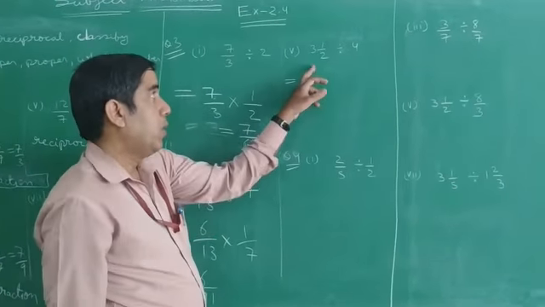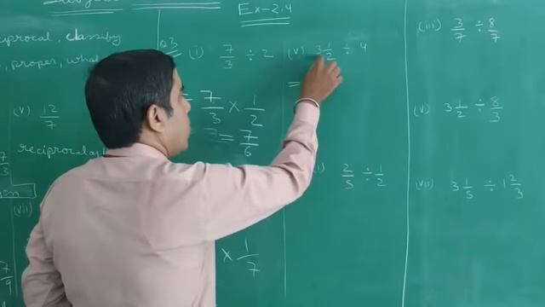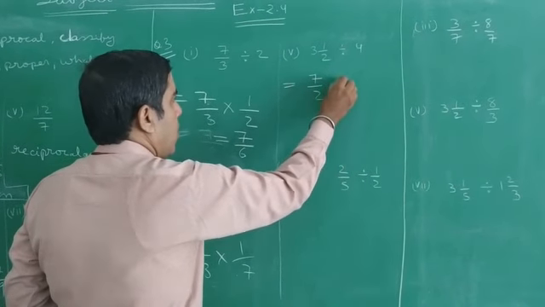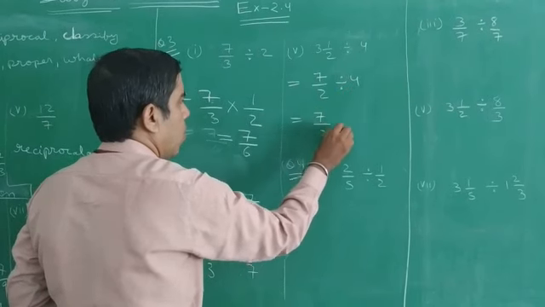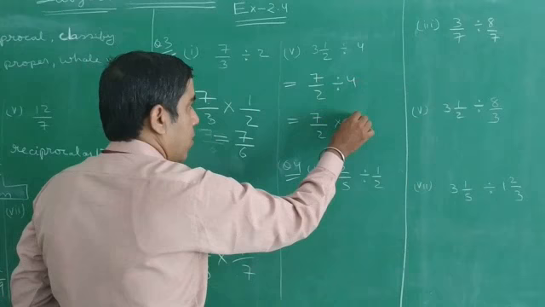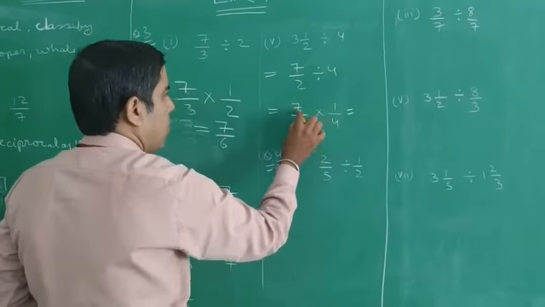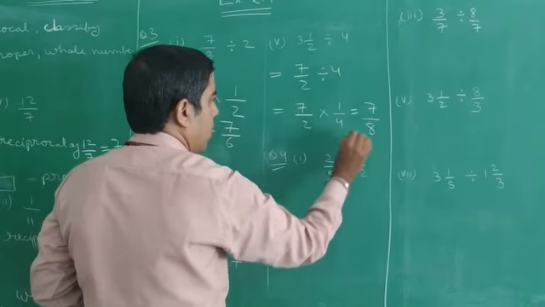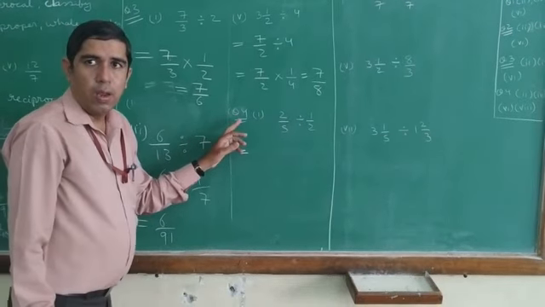Next, fifth part, 3. So I convert this into a fraction. You can see 3 times 2 is 6, 6 plus 1, 7. So 7 by 2 divided by 4. You can see now 7 by 2 multiplied by the reciprocal of this. So it comes here 1 by 4. And you can see the answer comes here 7 times 1 is 7 and 2 times 4 is 8. So 7 by 8 is the answer. What is the answer? 7 by 8.